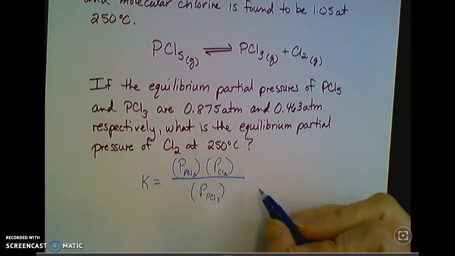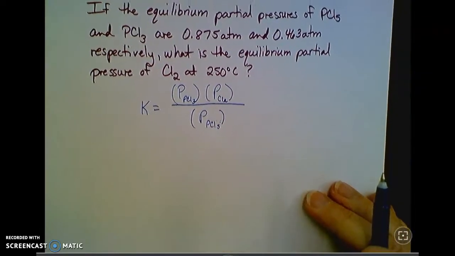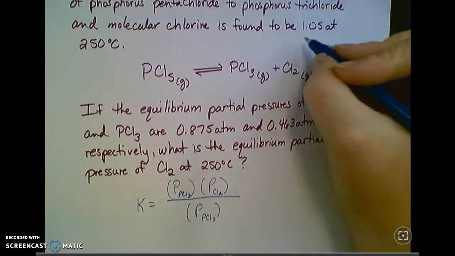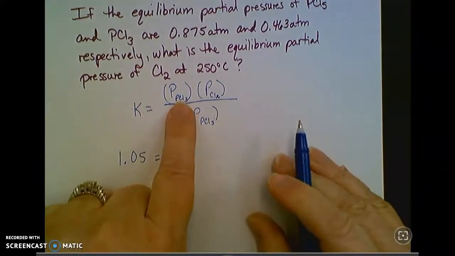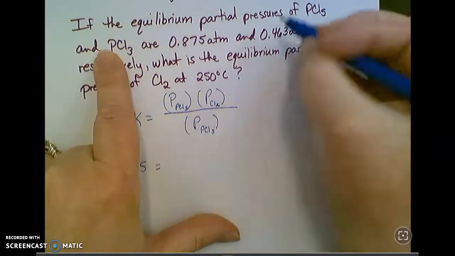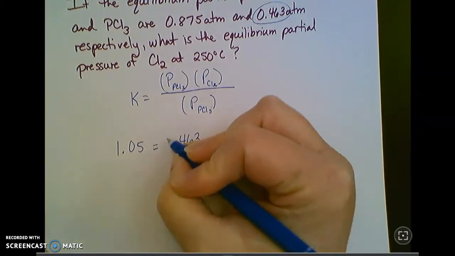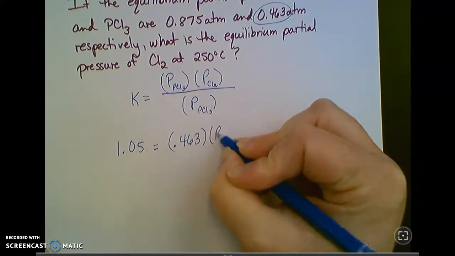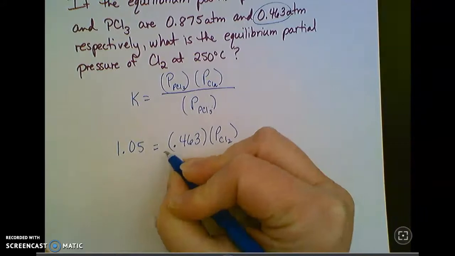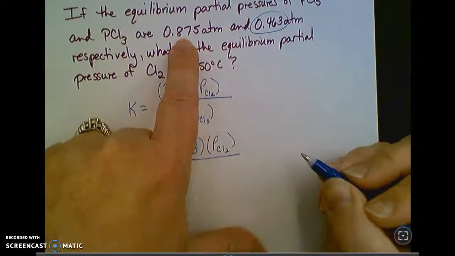So I just need to plug in what I know and solve for the chlorine pressure, which I don't know. So again, there's my equilibrium constant. So 1.05 is equal to the pressure of the PCl3, which is the second one here, times the pressure of the Cl2, which is what I'm looking for, divided by the pressure of this phosphorus pentachloride, which is this one, 0.875.